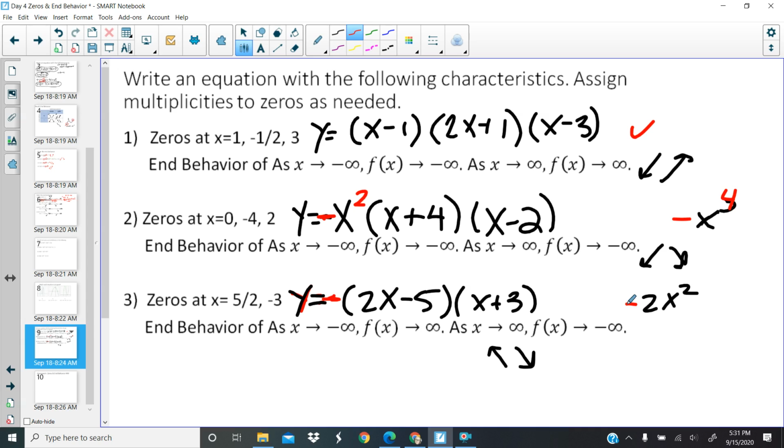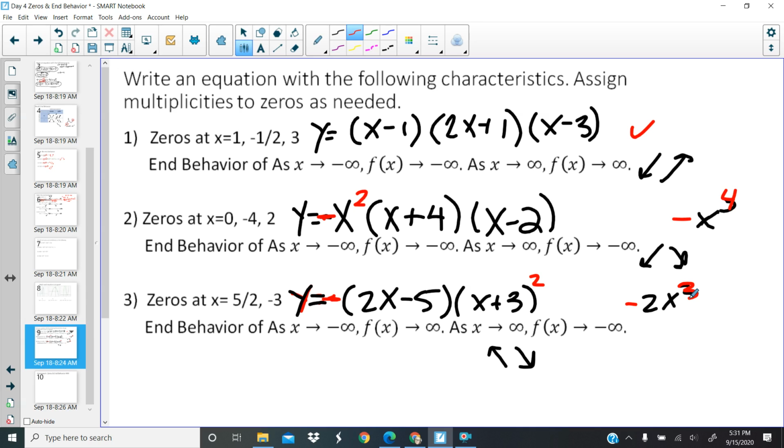So you're just going to want to assign a multiplicity on one of these zeros. It doesn't matter which one. So I'm just going to put an exponent of 2 on my x plus 3 term. So now I would have a negative out front, and then you would have 2x times x again, which is going to change that degree to 3. So that's how you would go about working on these types of problems, is you may just need to throw in an exponent or throw in a negative in comparison to how we were doing it at the beginning.